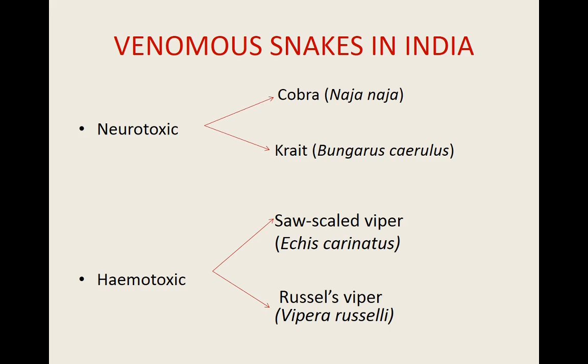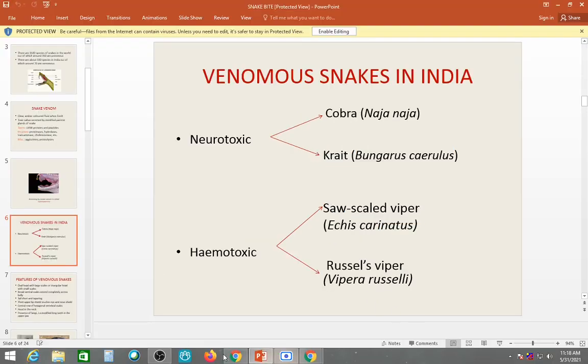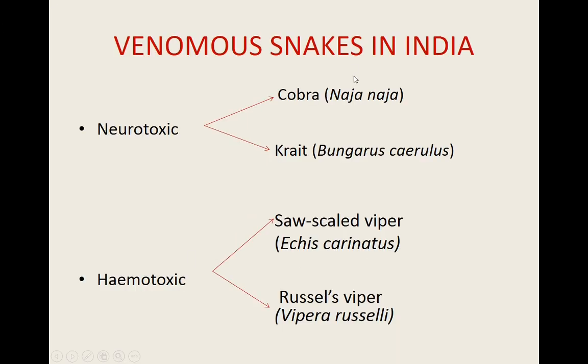And within brackets, you see the botanical or biological name of the snake. You can see the biological species, okay? Naja naja for cobra, Bungarus caeruleus for krait. This is the scientific name. Echis carinatus for saw-scaled viper and Vipera russelii for Russell's viper.